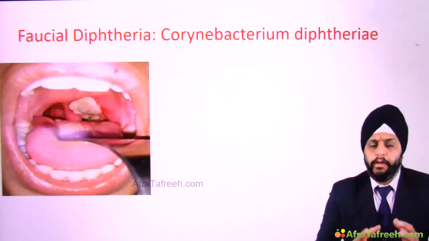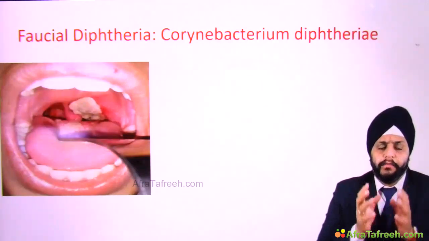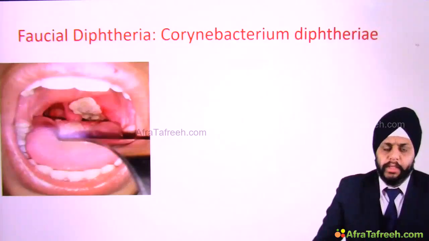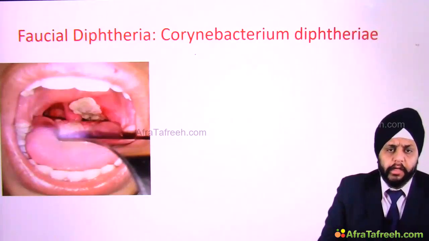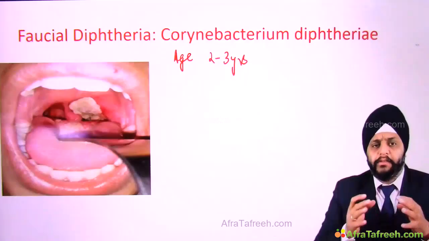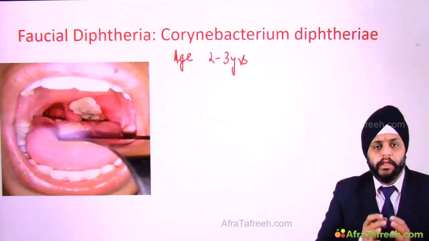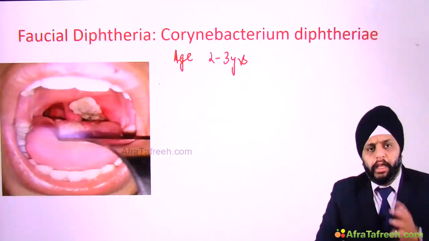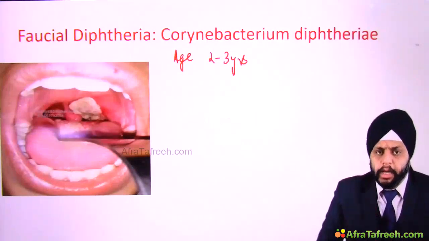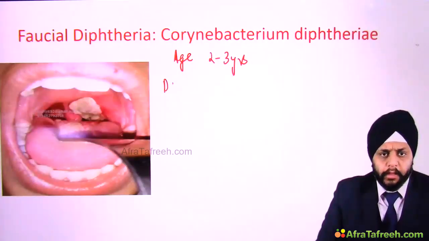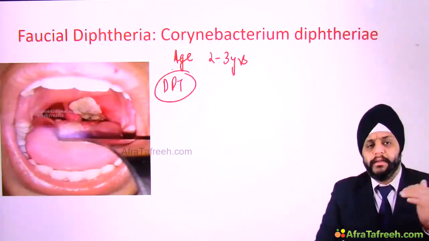Now, how do we differentiate? How will this patient of faucial diphtheria present to us? This presentation is very typical. This patient is generally of the age group 2 to 3 years. Remember, diphtheria happens in children. And to prevent this infection, we give immunization. Right after birth, at 6 weeks, 10 weeks and 14 weeks, we give the DPT vaccination, diphtheria, pertussis, tetanus, to prevent diphtheria.